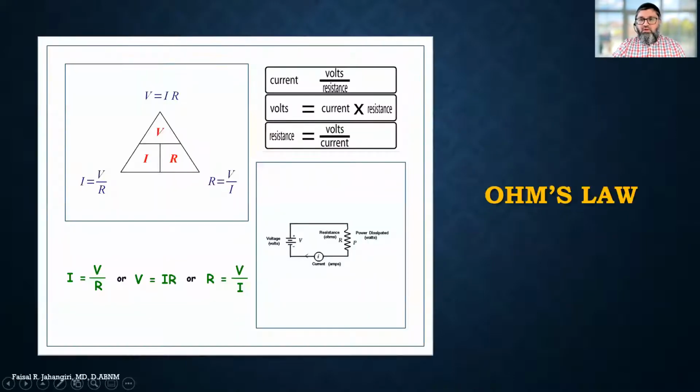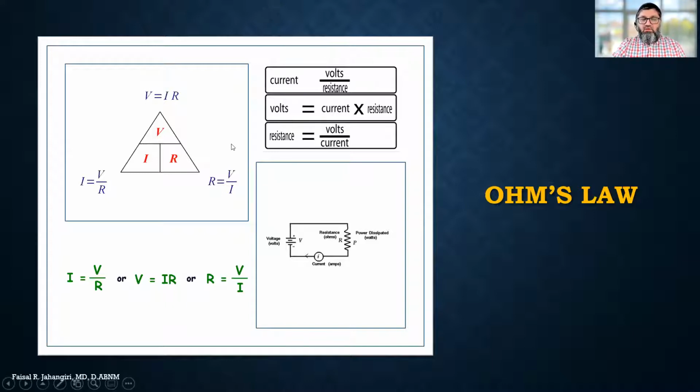The next is Ohm's law. Ohm's law is based on three components: voltage, current, and resistance. Voltage is also mentioned as E. So V is voltage, I is current, and R is resistance, or impedance. The same formula can be written as E for voltage, and I and R. Ohm's law states that voltage is always equal to current times resistance, or E is equal to current times resistance. V is equal to IR.